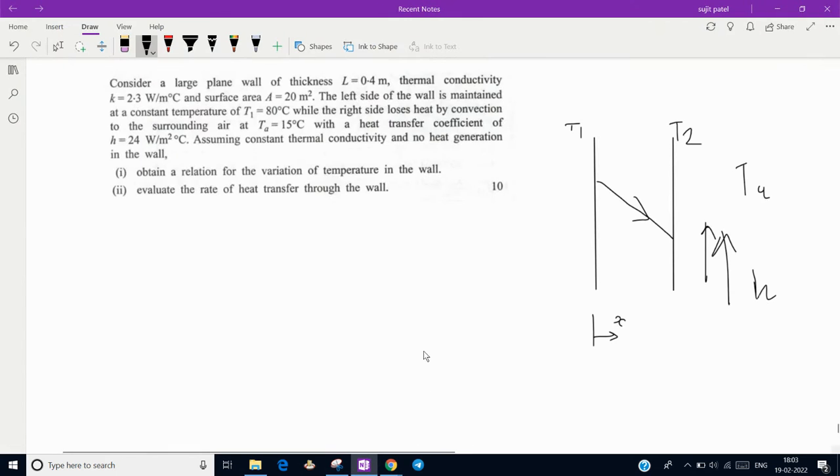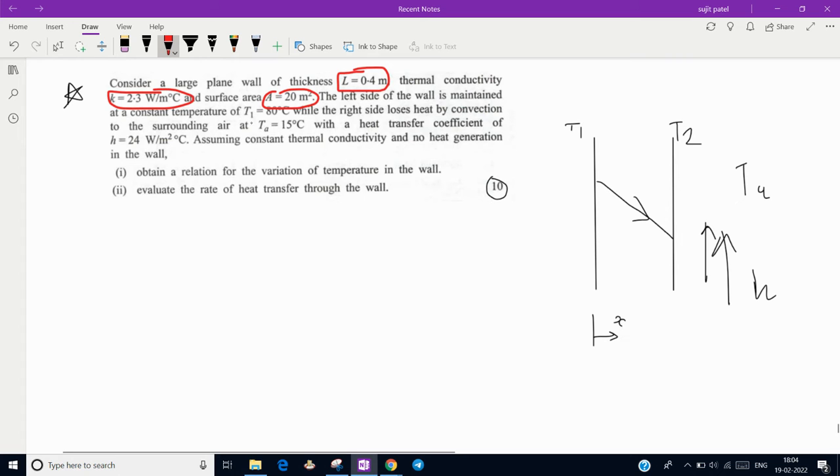Hello everyone, and today we will see one question of UPSC Civil Service 2021, a 10 marks question from heat transfer. So here all the notation is given, so I'm not writing the data again, I'm just highlighting that data. A plain wall of thickness 0.4 meter, thermal conductivity is given and surface area is given.